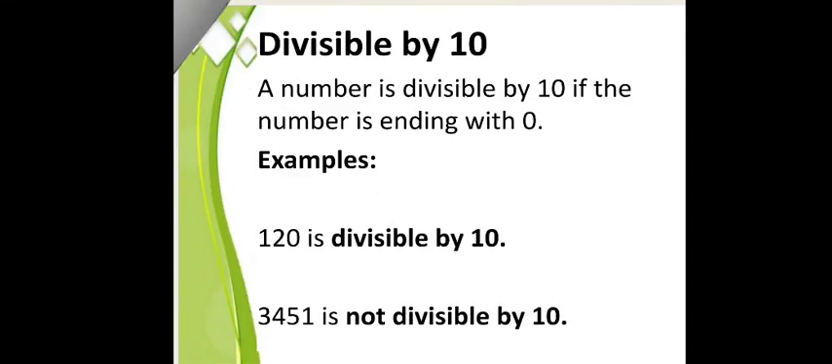Next, divisibility rule of 10. It is a very easy rule. If the number is ending with 0, it is divisible by 10. See the example 120. It is ending with 0. So this number is divisible by 10.